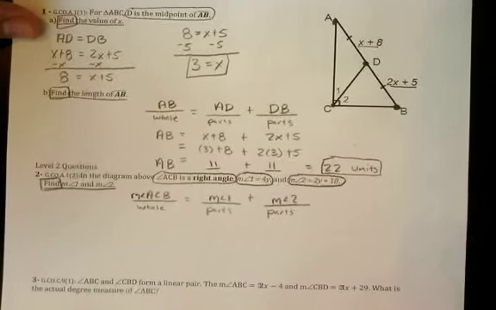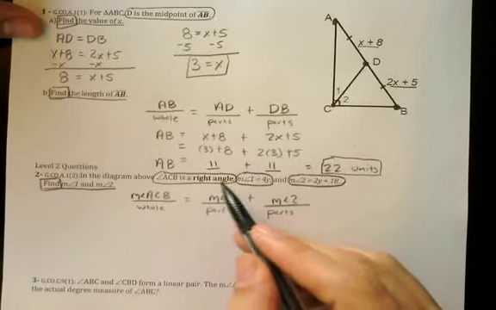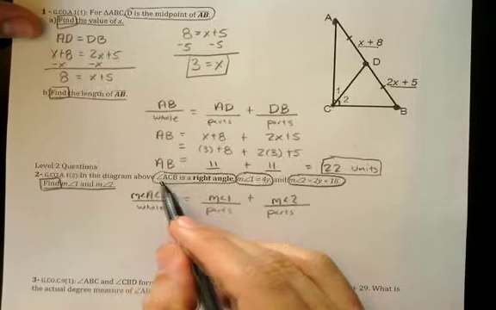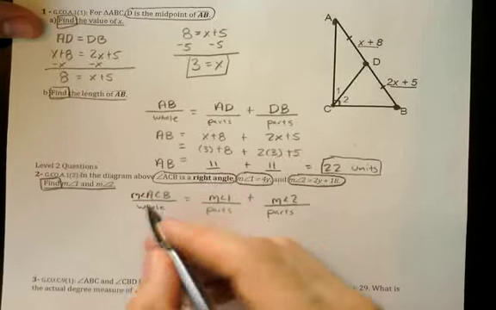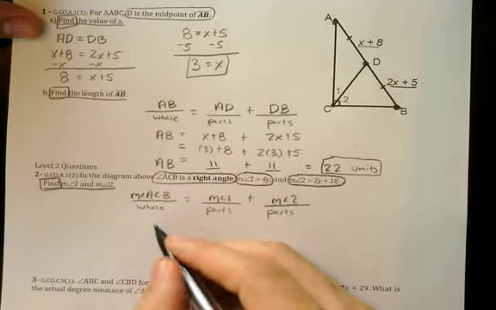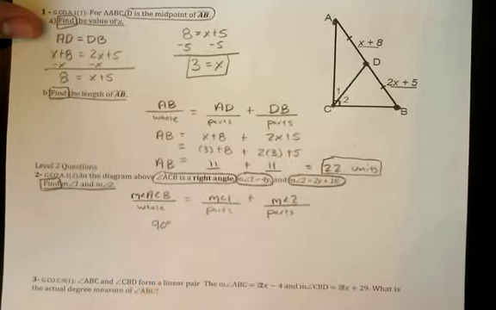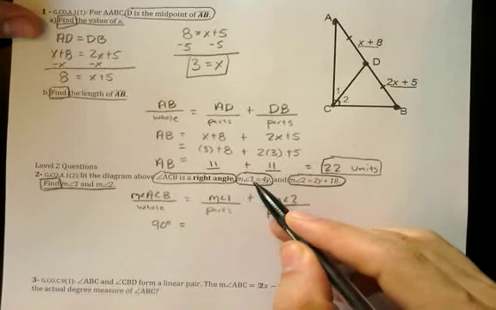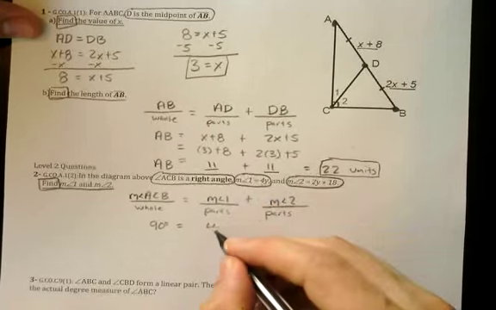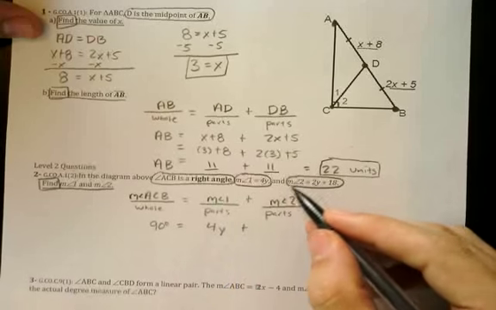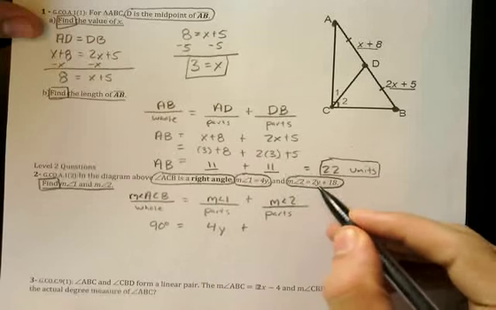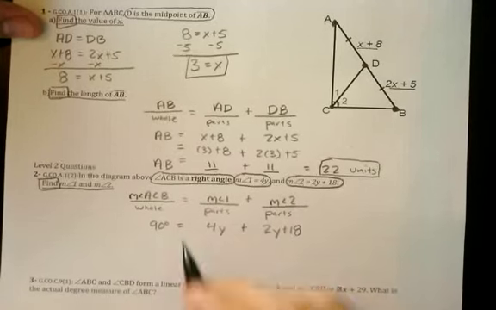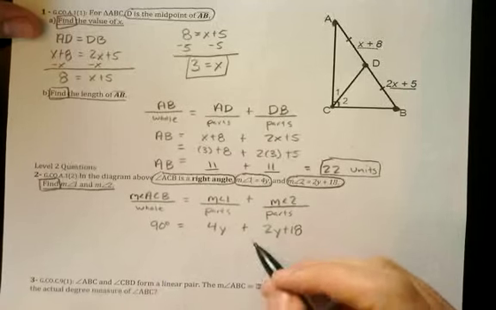I'm now going to substitute what I know from the given problem, that since angle ACB is a right angle, the measure of angle ACB is 90 degrees. It told me that the measure of angle 1 was 4y, and that the measure of angle 2 is 2y plus 18. So I now have an equation that I can solve for y.